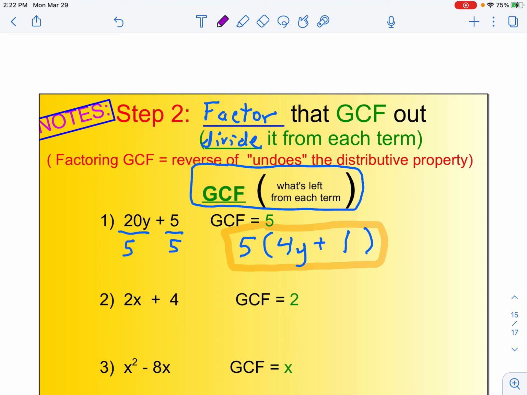Okay, let's do the second one. All right, so we already figured out on the last slide that the GCF of these two is 2. So the GCF goes on the outside, and what goes inside the parenthesis is what's left after you divide each term by 2, by the GCF. So 2 divided by 2 is 1, so we get 1x, or x, plus, and then 4 divided by 2 is 2. And again, that is factoring using the greatest common factor.